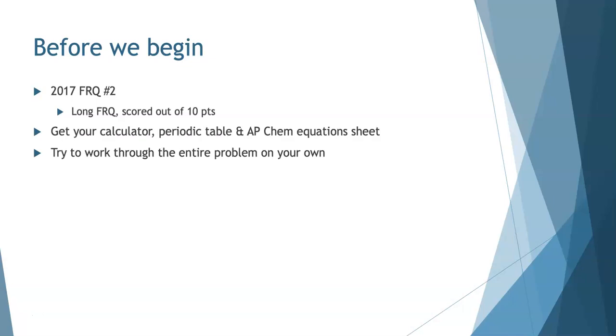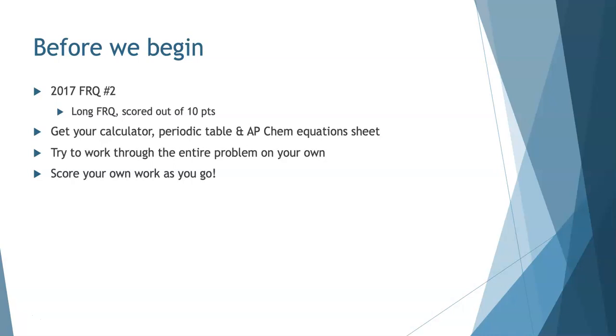I always recommend that students try to work through the entire problem on their own. You can do it part by part, but you want to have a solution for each part before you listen to my explanation. That's really what's going to help you most develop as a student. To do that, you'll need your calculator and your periodic table and your formula sheet. And then you can keep track of your score as you go, and then think about how you need to enhance your answers if you didn't earn all the points for each part.